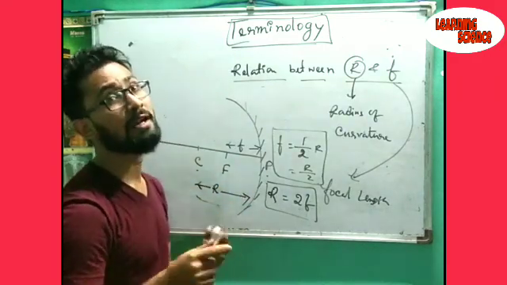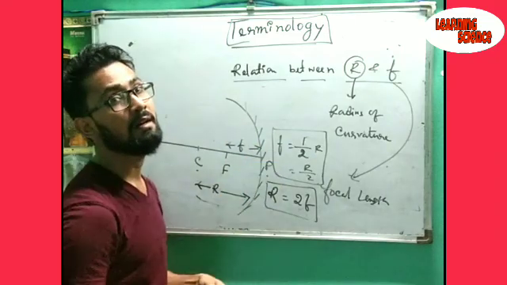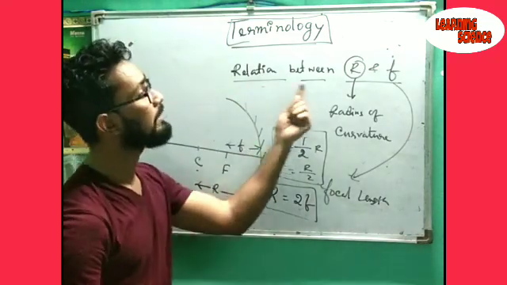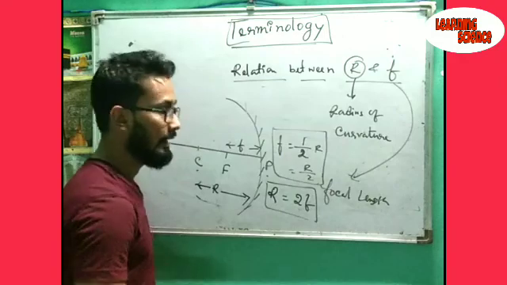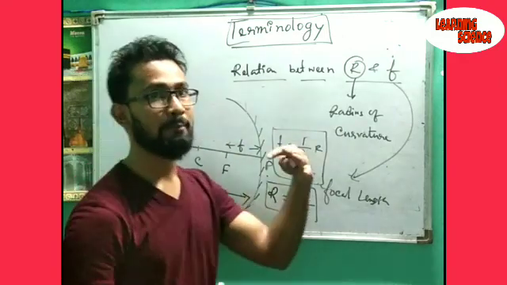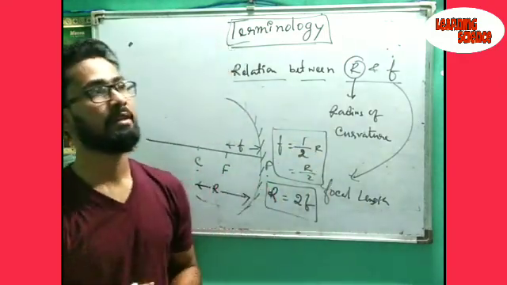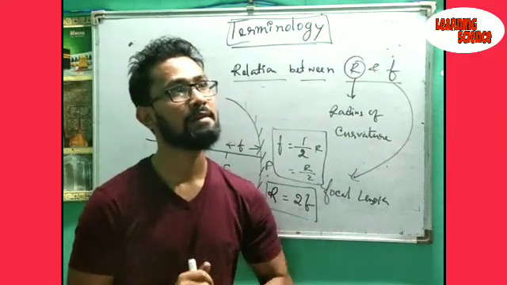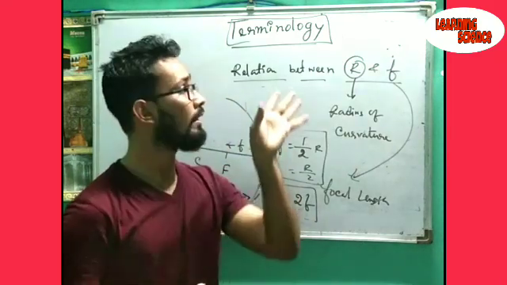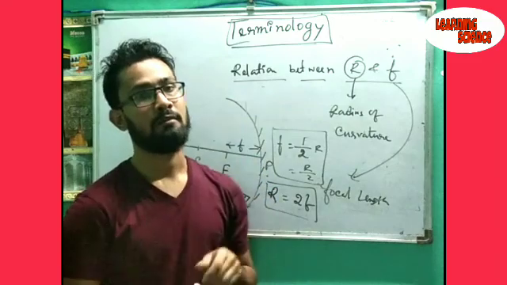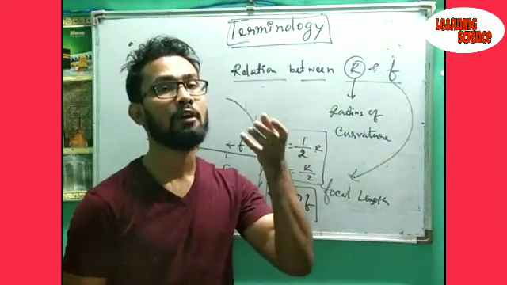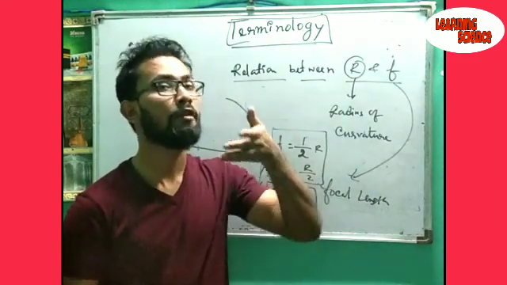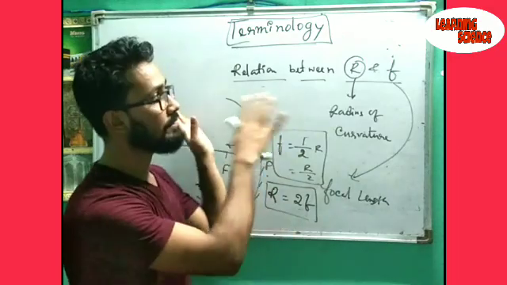Then we have learned about focal length, the distance between the principal focus and the pole. Then we have learned the relation between R and F. And this is our part number 2 of light reflection. Tomorrow we will discuss image formation in mirrors: how an image forms in a concave mirror and how an image forms in a convex mirror. Hope the discussion is clear.